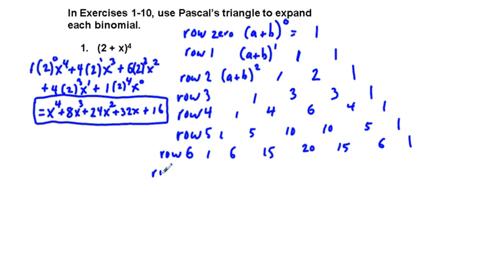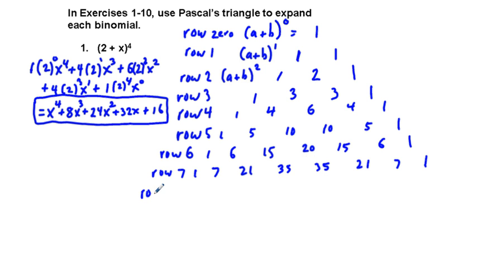Row 7, we have 1 on the edge. 1 plus 6 is 7. 6 plus 15 is 21. 15 plus 20 is 35. 20 plus 15 is 35. 15 plus 6 is 21. And 6 plus 1 is 7. And then finally 1 on the edge.